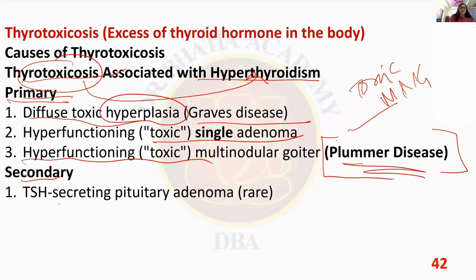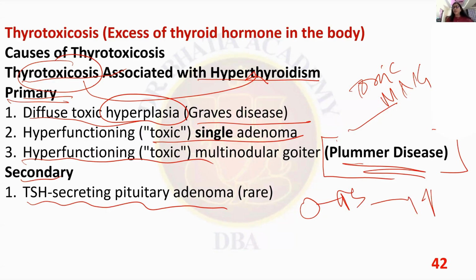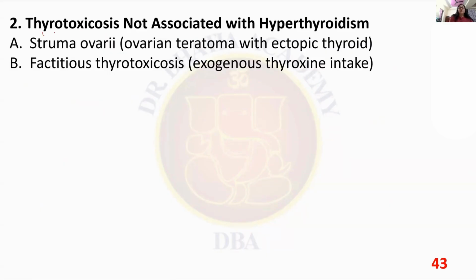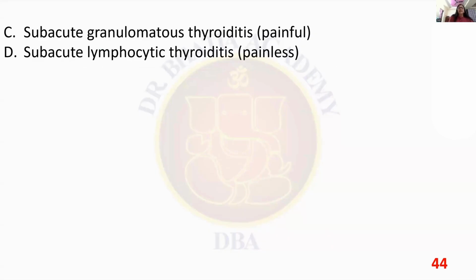Then a very rare condition is TSH secreting pituitary tumor. The pituitary is producing more TSH, and that is why we are getting a lot of high T3, T4, which is a very, very rare condition, secondary hyperthyroidism. Thyrotoxicosis not associated with hyperthyroidism: we just read struma ovarii, factitious thyrotoxicosis. It can be subacute granulomatous thyroiditis. It can be subacute lymphocytic thyroiditis, which is a painless condition.